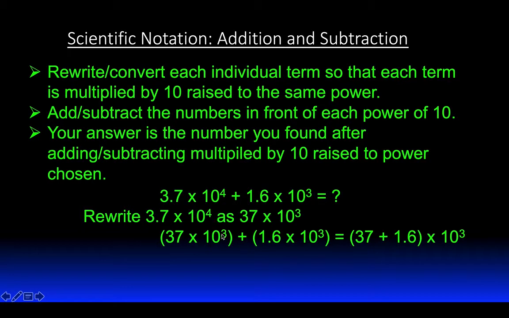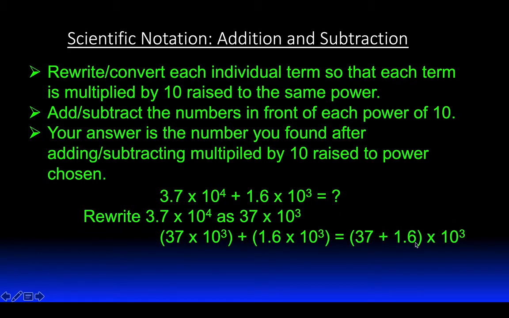I could write 37 times 10 to the 3 plus 1.6 times 10 to the 3. I could use the distributive property of mathematics as (37 plus 1.6) times 10 to the 3. If you're not quite sure about this equal sign, just begin with this term and go backwards. So 10 to the 3, factor it in here, 1.6 times 10 to the 3, factor it in next to 37, and get 37 times 10 to the 3.